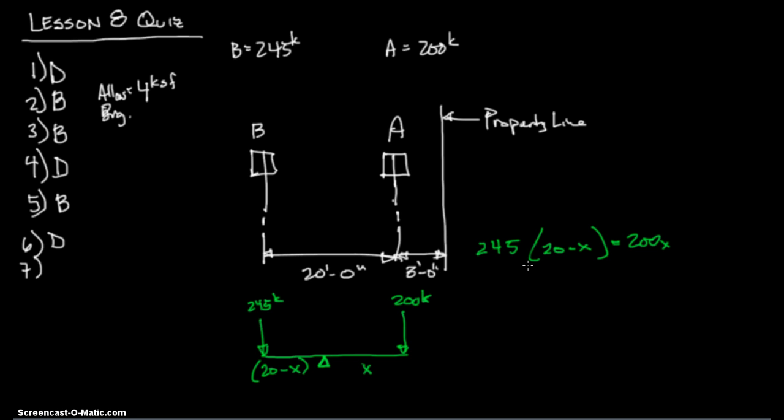So 245 times 20 equals, there was our issue. We were probably off by a factor of 10. So 4,900 minus 245x, oh no, we're off more than that. Anyways, we're just going to do the math. 245x plus 200x equals 445x, equals 4,900, so x equals 4,900 divided by 445. And this should make more sense. Alright, and we're at 11.01 foot.